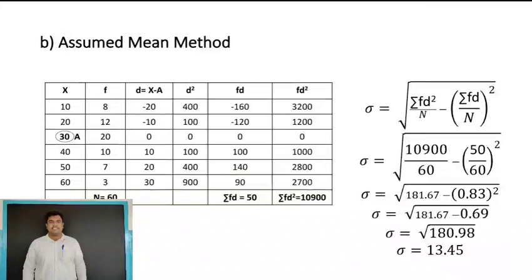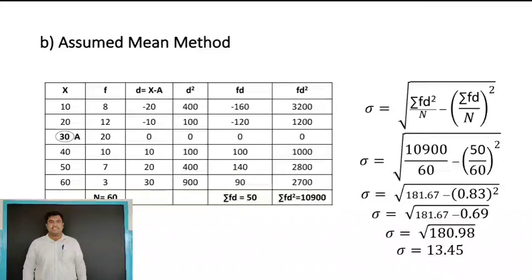Coming to the assumed mean method, here I don't calculate mean. Instead I assume any one of the values as mean. So out of the given observations, I have assumed 30 as assumed mean. Next I calculate deviations. D is equal to x minus a. So 10 minus 30, I get minus 20, and similarly I calculate d. Next I square these deviations to get d square. Next I multiply frequency and deviations, that is fd. And finally I multiply frequency with squared deviations, that is fd square.